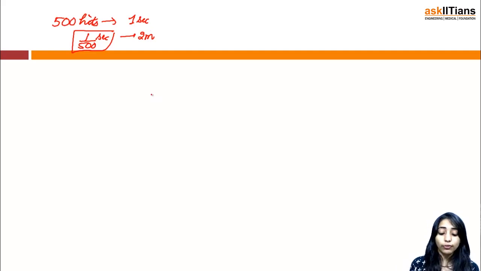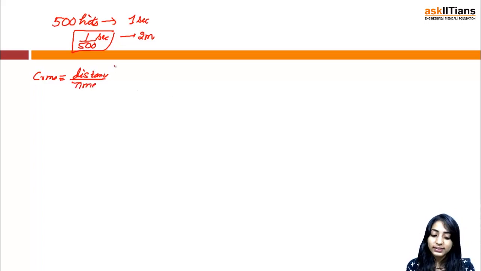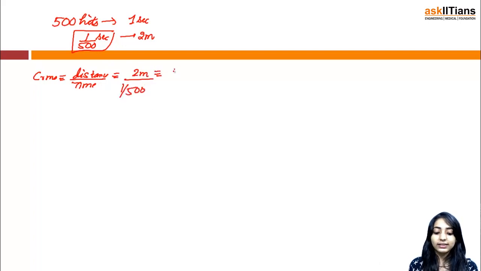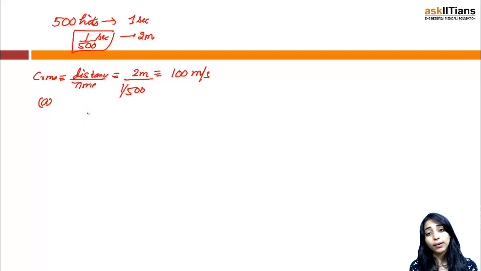So if I am asked to find the root mean square velocity, I can very easily write C RMS is equal to distance divided by time. Since I am finding the speed, I need to use the formula distance by time. Now I know distance is 2 meters and I know time is 1 by 500. So the speed comes out to be 1000 meter per second. Now using this value, let us calculate what has to be calculated in part number 1.